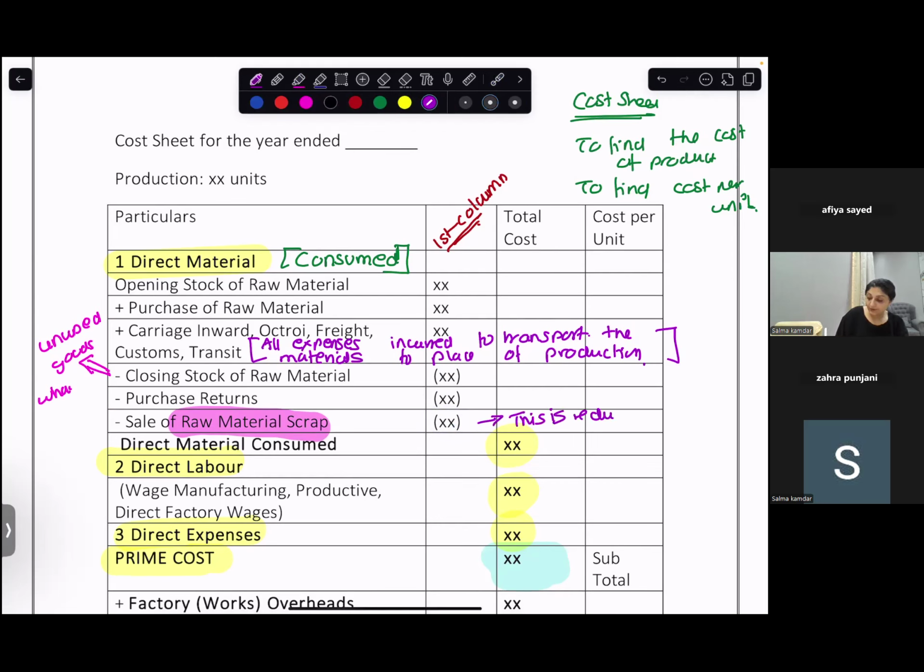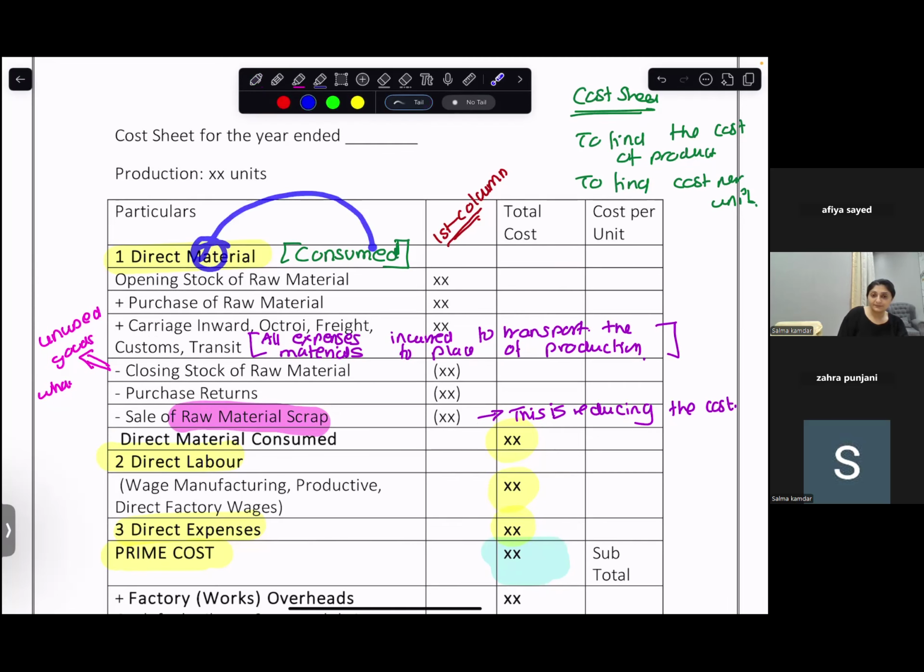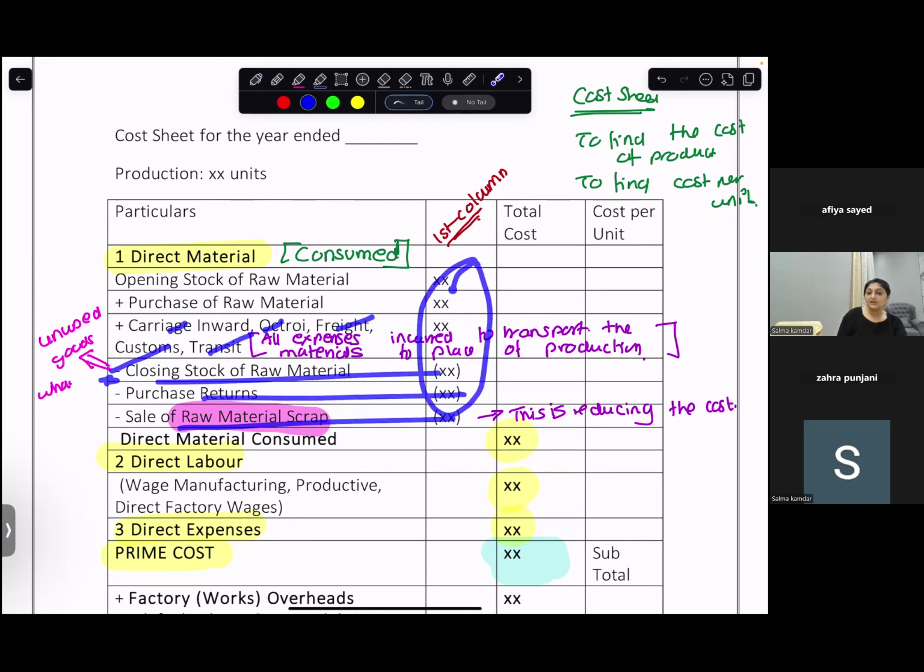So what all comes in direct material consumed? Opening stock of raw material, purchase of raw material, carriage inward, octroi, freight, customs, transit, minus closing stock, minus purchase return, minus sale of raw material scrap. After you do all this plus and minus, what you get is direct material consumed. In that, you add direct labor.